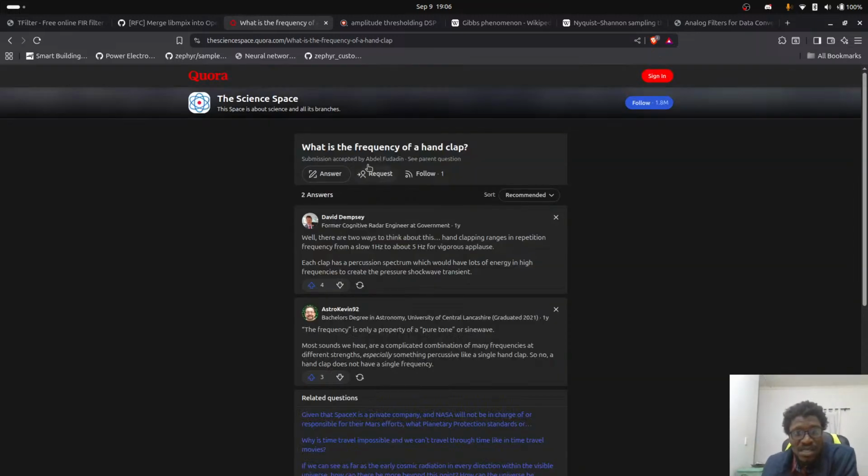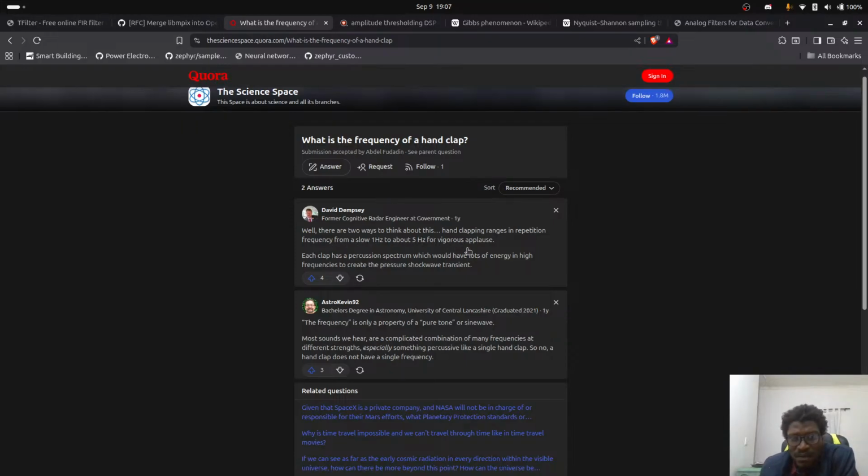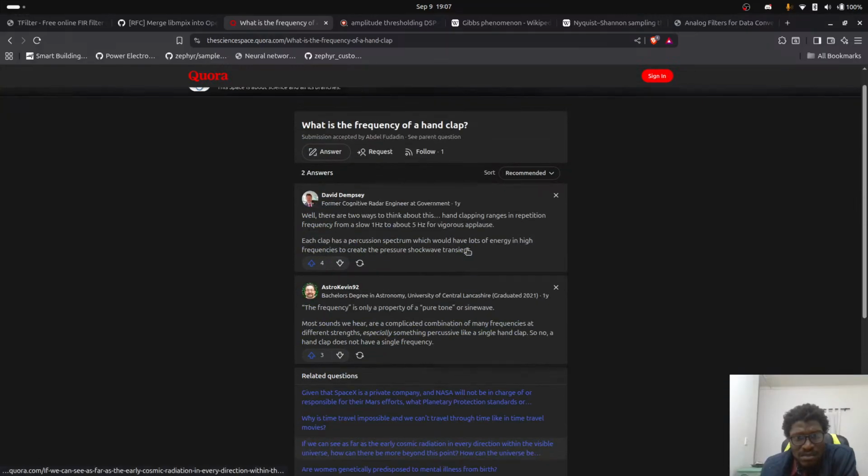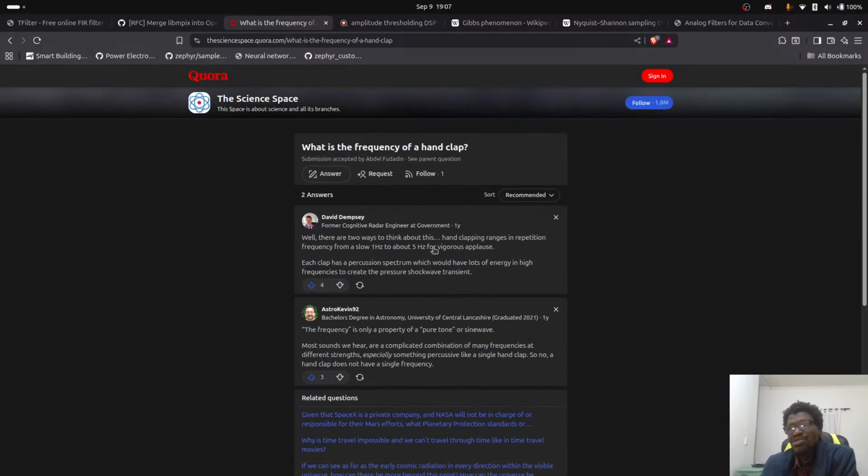What is the frequency of hand clap? Well, there are two ways to think about it. Hand clapping ranges in repetition frequency from slow to about 5 hertz. So let's just use those and assume that they are correct.